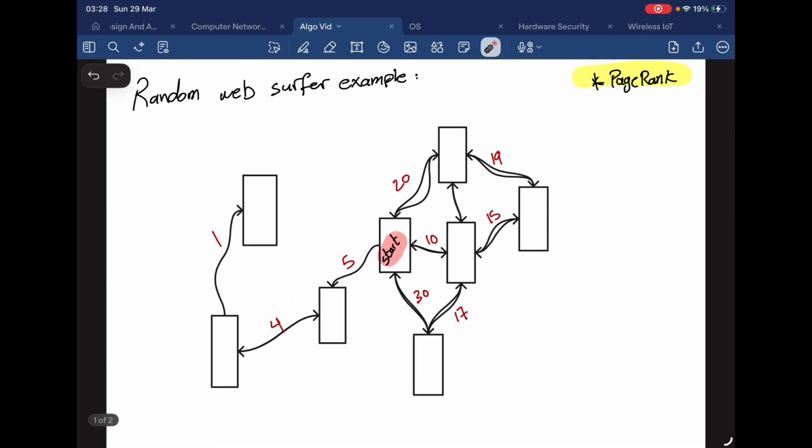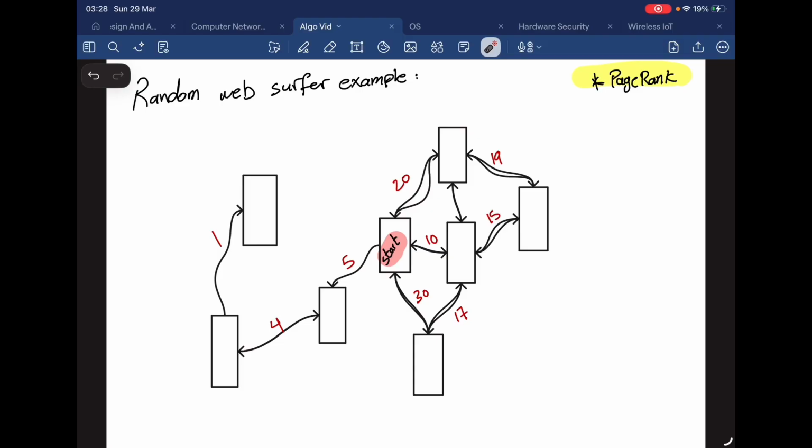Imagine a user randomly browsing the network. They start at a random node, let's say this one. Then they follow outgoing edges randomly. Over time, some nodes will be visited more often than others. The nodes visited more frequently are considered more important.